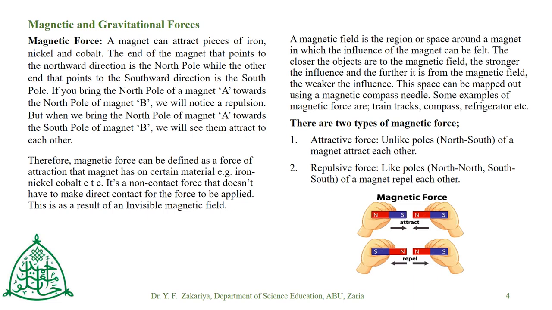Now, the closer these materials are to the magnetic field, the stronger the influence, and the further they are, the lesser and weaker the influence. Some examples of magnetic forces include train tracks, compass, refrigerators, etc. There are two types of magnetic force. One, attractive force. Two, repulsive force. Attractive forces are unlike poles of a magnet attracting each other, that's the north of magnet A and the south of magnet B, while repulsive forces are like poles of a magnet repelling each other.